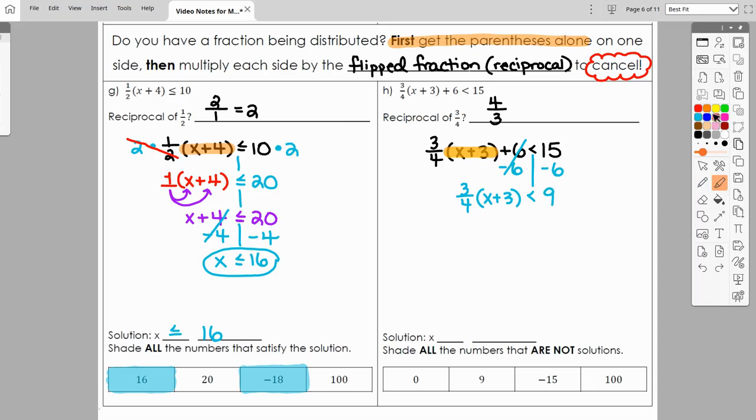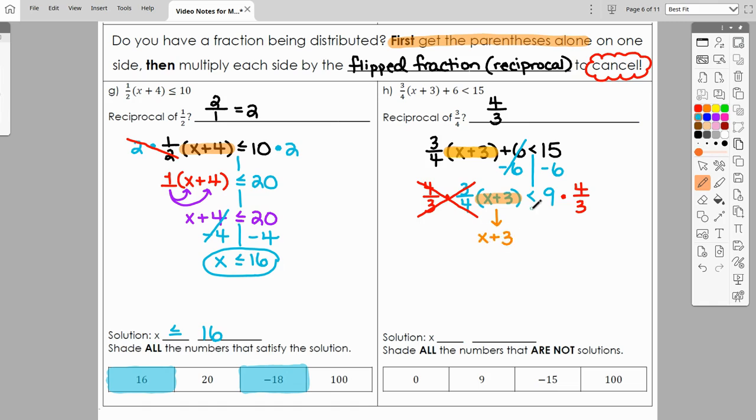Now I finally have that parentheses all alone with the fraction multiplied in front of it. Now and only now can I multiply each side by that reciprocal. 4 over 3 on the left times 4 over 3 on the right. What happens on the left side is we go ahead and cancel out the 4 and the 4 on the diagonal and the 3 and 3 on the diagonal. What's left is just the parentheses of x plus 3.